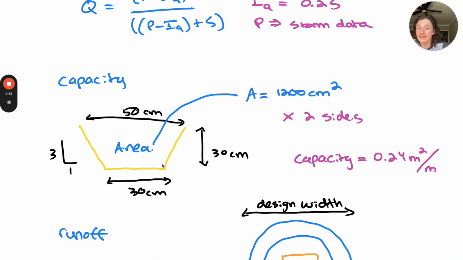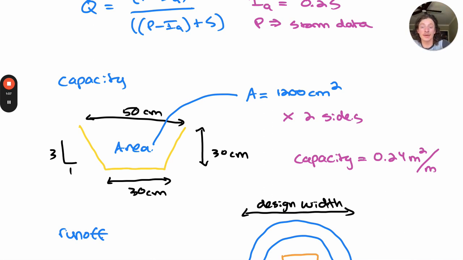Now, the capacity of our standard drainage will be the area of a trapezoid with a depth of 30 centimeters, width of 50 centimeters at 3-to-1 slopes, so 30 centimeters along the bottom, which is 1,200 centimeters squared. And for both sides of this abutment, we can capture 0.24 square meters of water per meter.